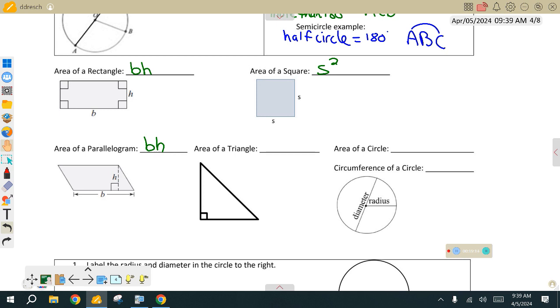Area of a triangle. And then back to that perpendicular base and height. I don't care which is base and height. I don't care. Just make sure you're using perpendiculars. Last two. These are the two those students always mix up. Good thing we had those blue SAT formula sheets.